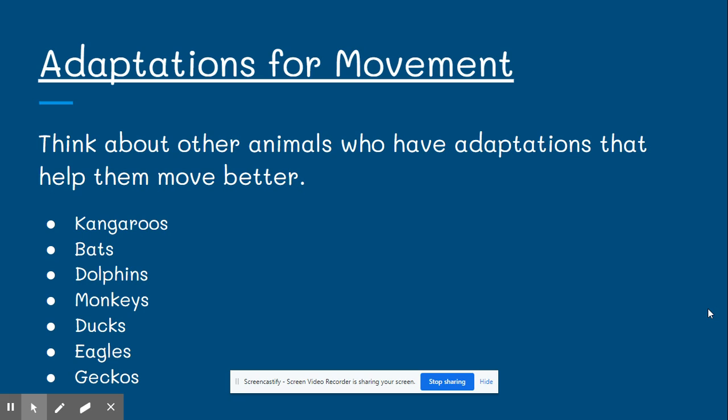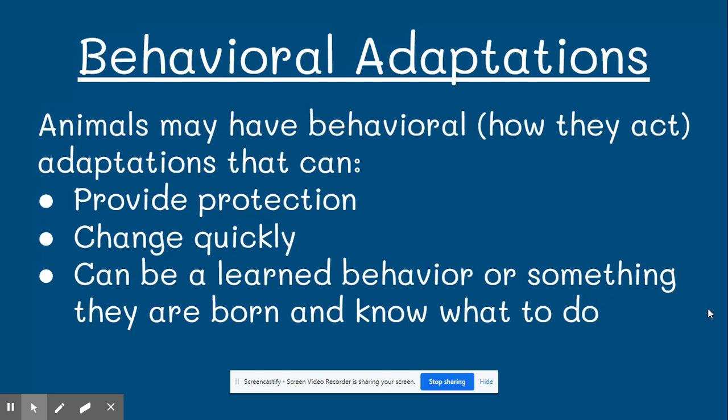Other types of animals that may have adaptations for movement include kangaroos that can hop, bats that can fly, dolphins whose tails propel them through water, and monkeys who are able to swing from tree to tree. We talked about ducks, which can be in the water and in the air, eagles, and geckos who are able to climb on surfaces with their sticky hands.